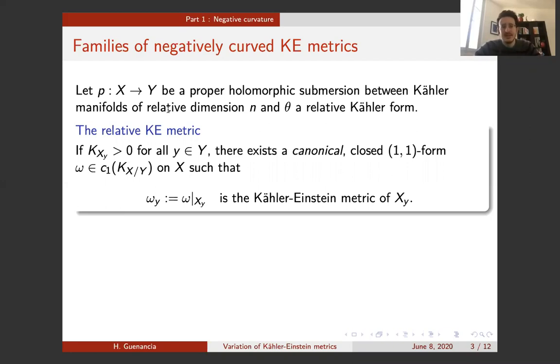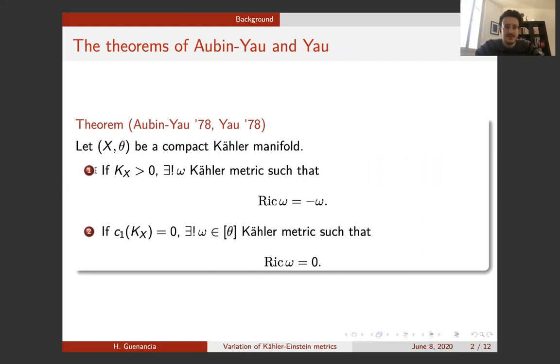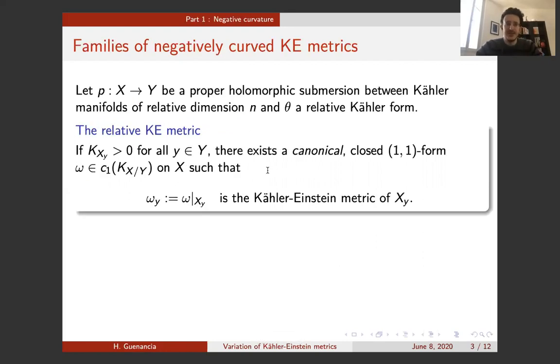Now, what is the relative Kähler-Einstein metric? I assume that each fiber satisfies the property from the slide before: if K_X is positive, then there exists a unique Kähler-Einstein metric with negative curvature. So the canonical bundle of each fiber X_y is positive, and each fiber X_y admits a Kähler-Einstein metric omega_y. What I'm saying is that there exists a canonical way, somehow better than all the possible ways, to find a (1,1)-form that is globally defined on the total space X, and that restricts to the Kähler-Einstein metric omega_y for each value y.